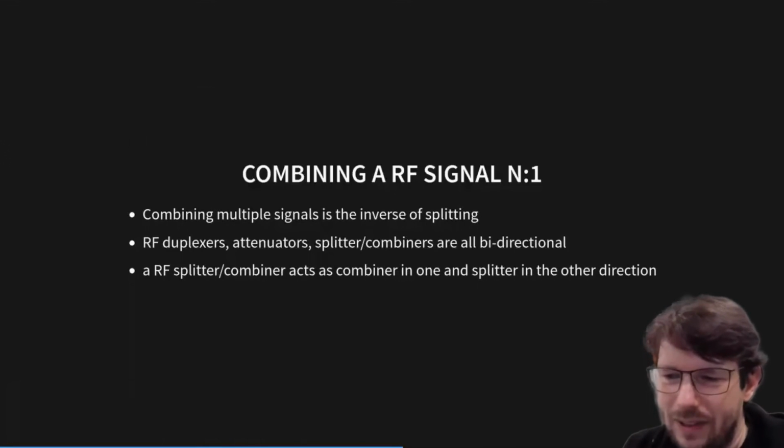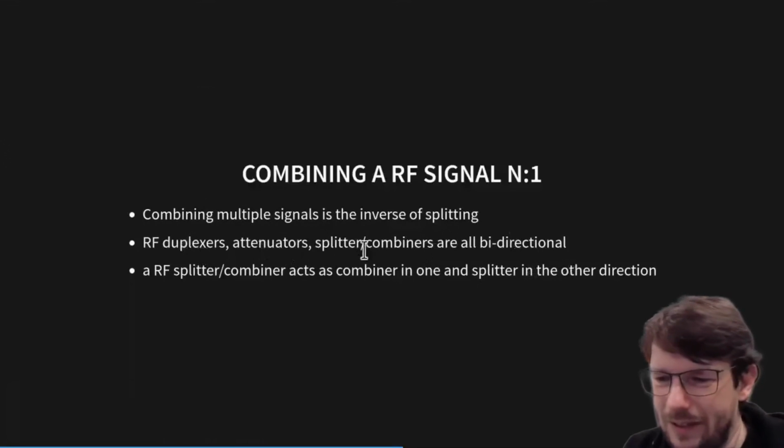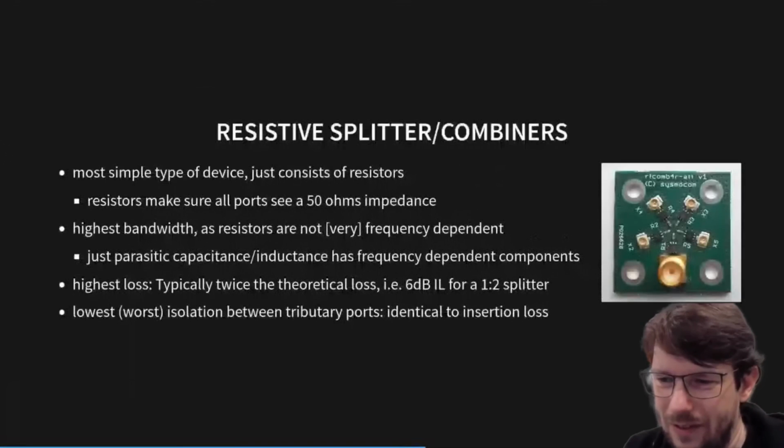Okay, so we've been talking about splitting, but for combining, it's the same. We use the same device, just in the opposite direction. This way, we can combine multiple signals in there. All of those devices are bidirectional. The duplexer is bidirectional. Attenuators and splitter combiners are bidirectional. So there is no difference here.